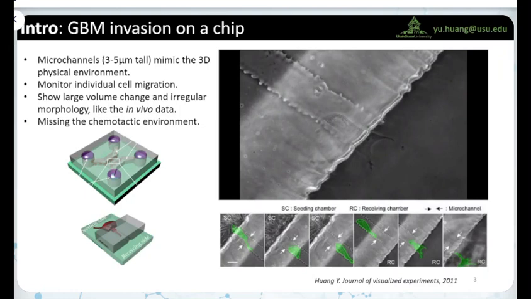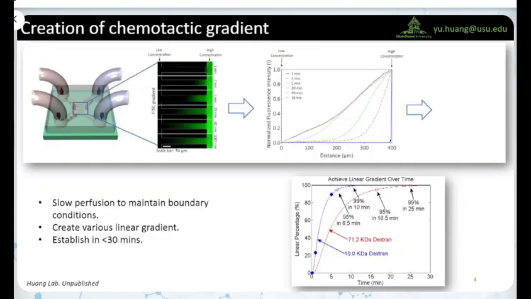Now, lately we started thinking, this is a spontaneous process that does not involve any chemotactic factor, which is not exactly replicating what happens in vivo. So we're wondering, can we implement a chemotactic agent into the system to also replicate the biochemical process, right?